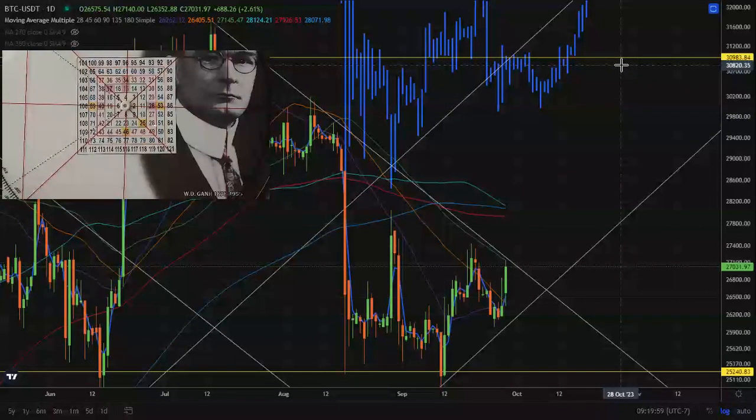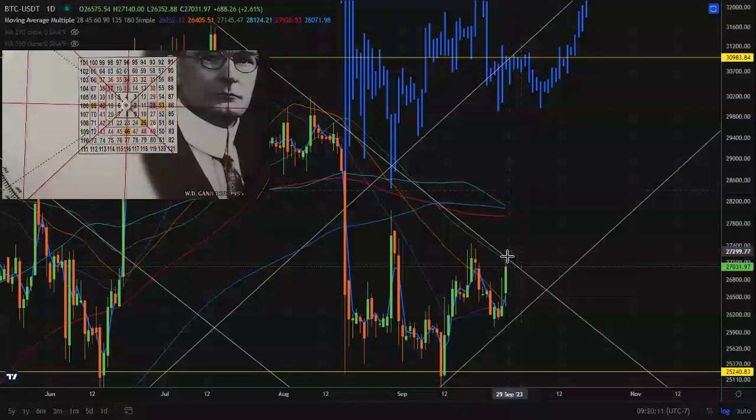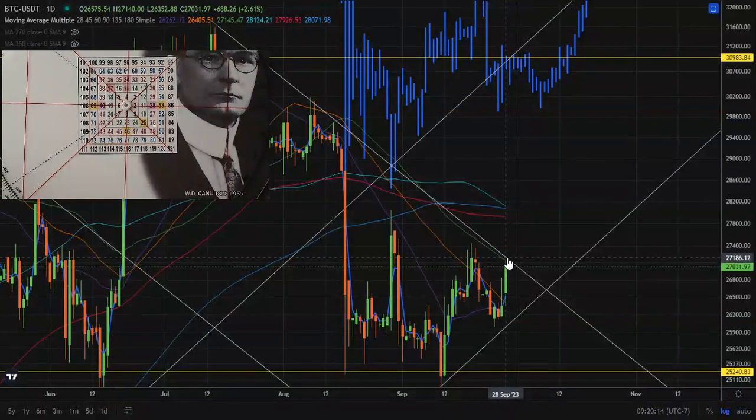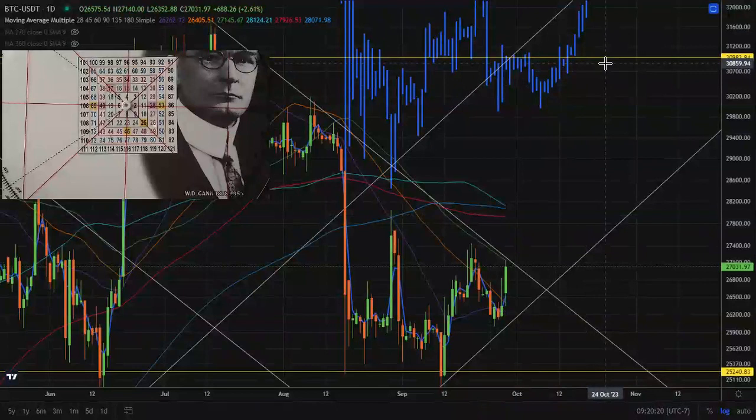If that were to occur, then by the 29th and 30th of October, we will be somewhere consistent with 29 and 30,000. And it does seem that it's possible and likely. We just have to be mindful. We break this line, we're going to need to be running out our trend line to here.